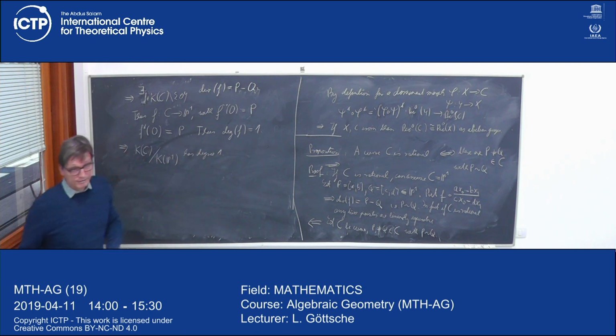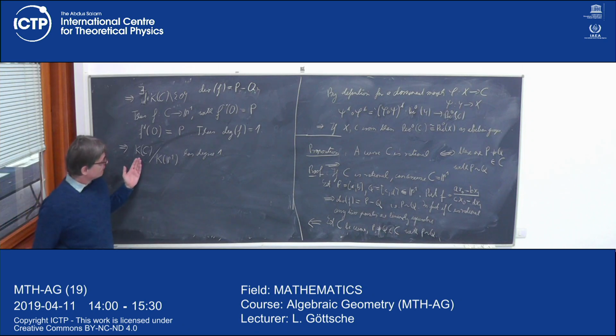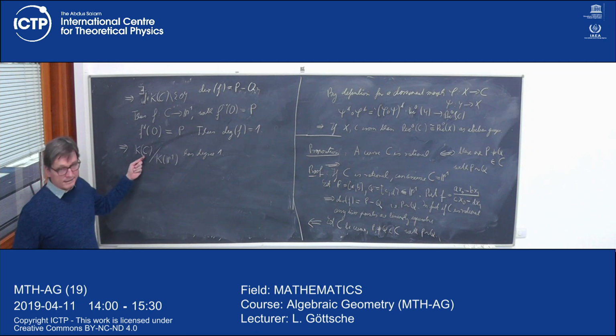Because that's the definition of the degree of a morphism. But we know, if you have a field extension of degree 1, the two fields are equal. So it means the image of K_P1 in K_C is equal to K_C, so the two fields are isomorphic.